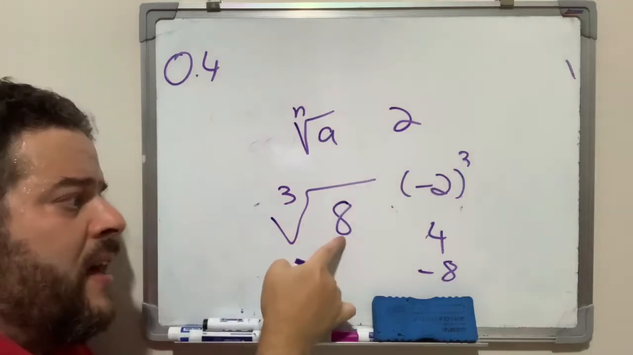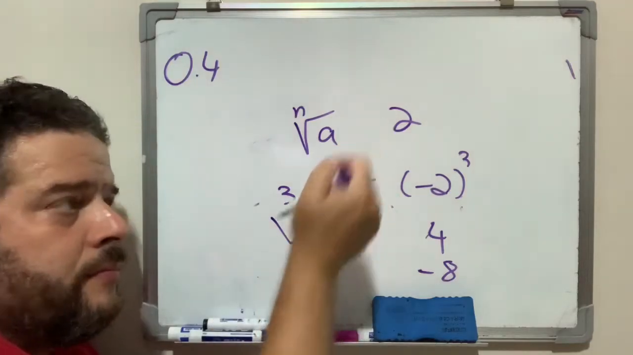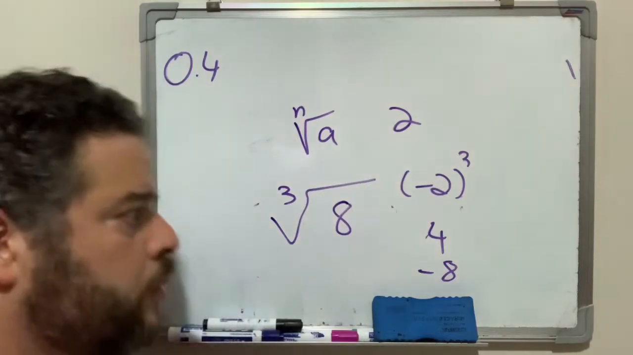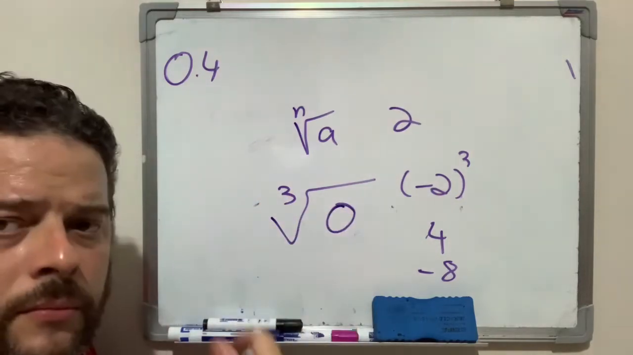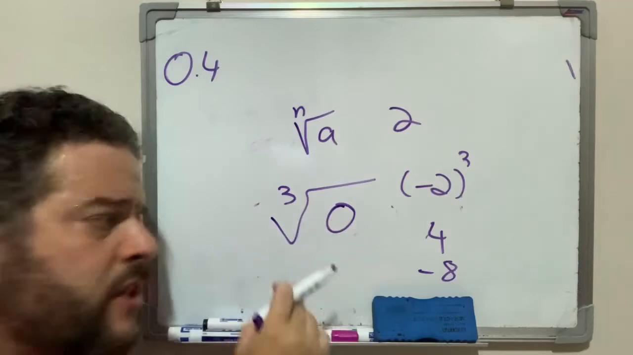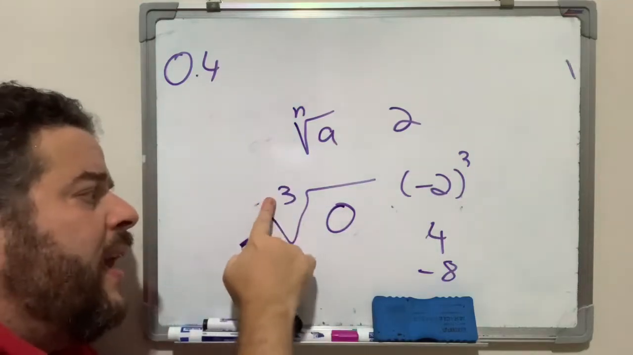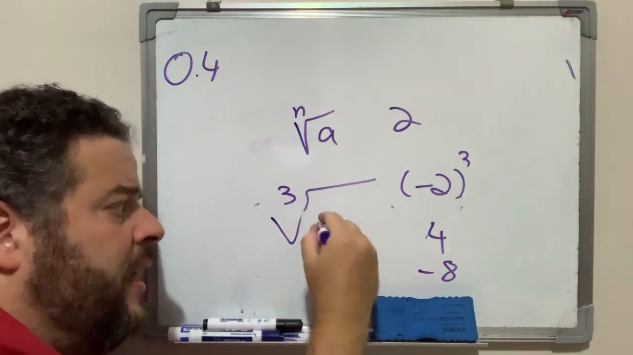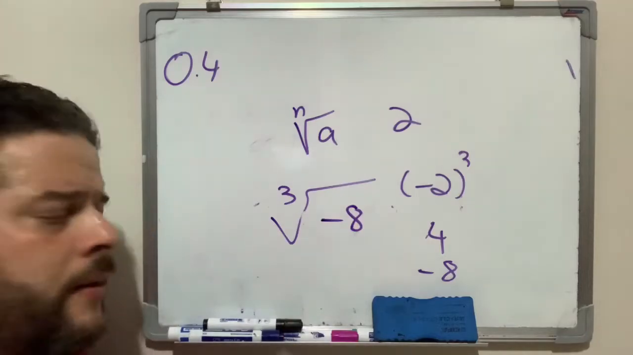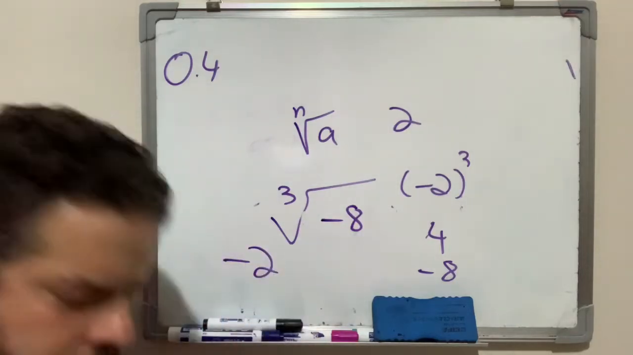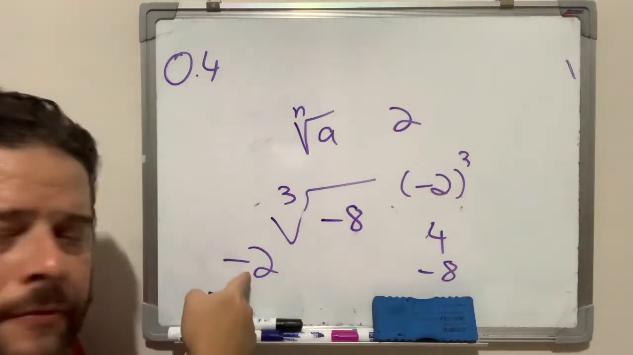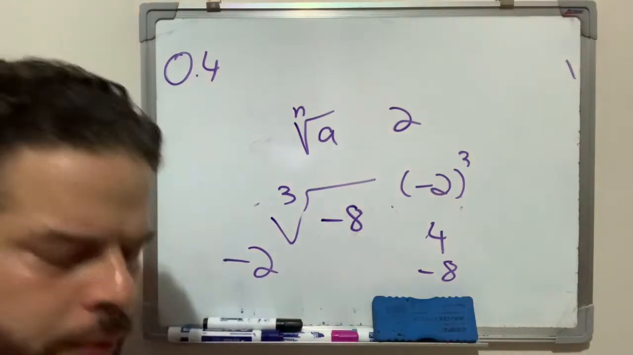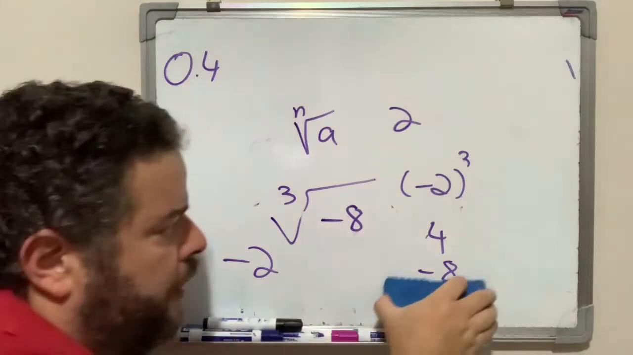So when n is odd and a is positive, one real solution. When n is odd and a is 0, same thing, one real solution, 0. And when n is odd and a is a negative number, again, one real solution, just one real negative root. That's it for the intro.